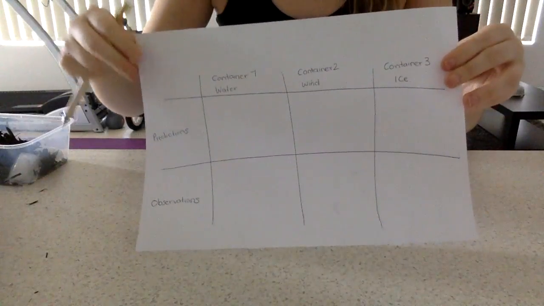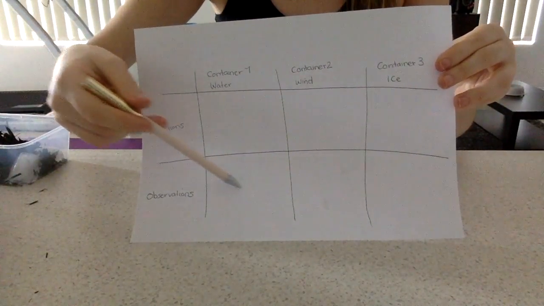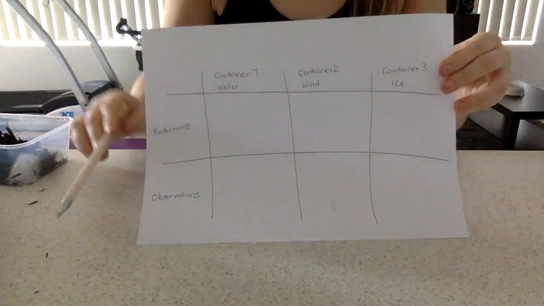To finish off the activity, have a discussion with the child on the effects of each experiment and ask them to write their observations in the table.